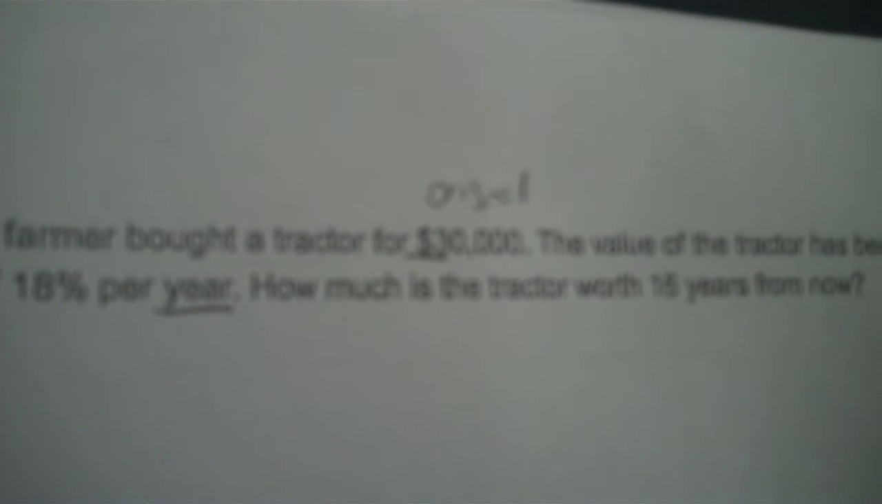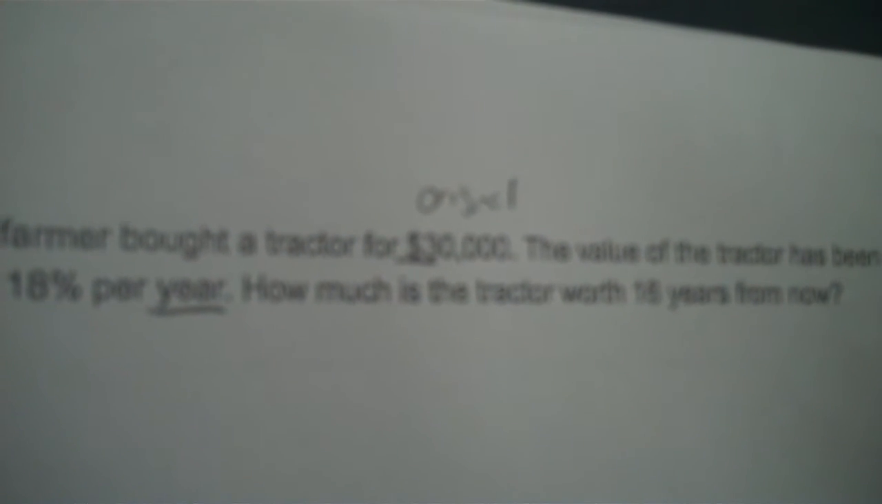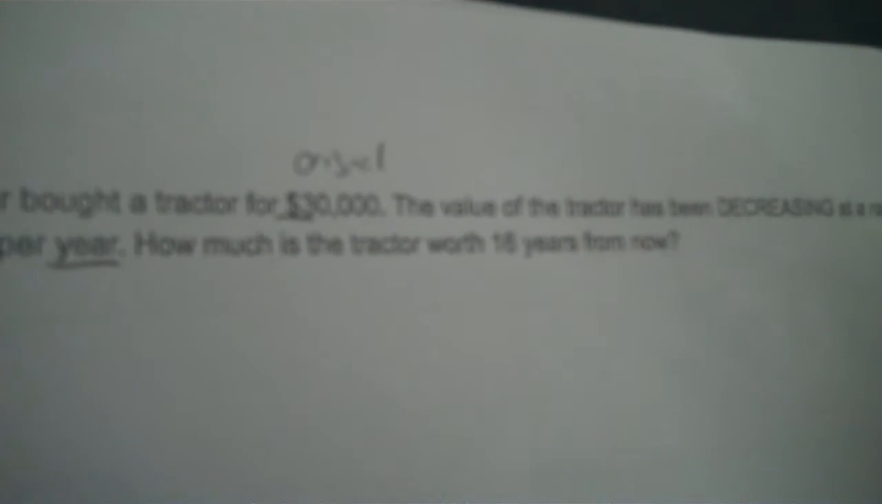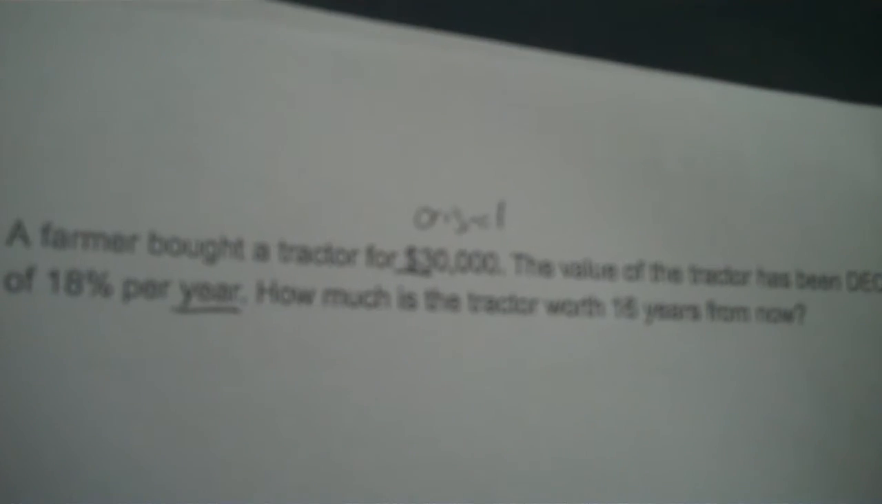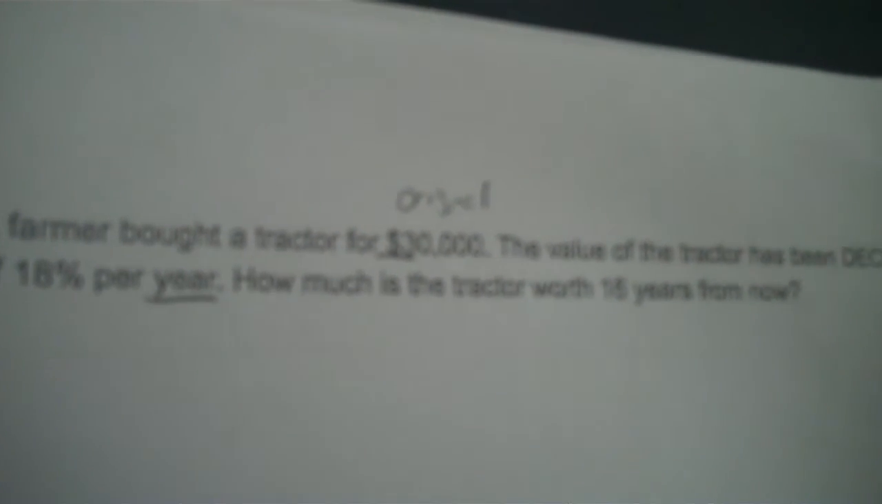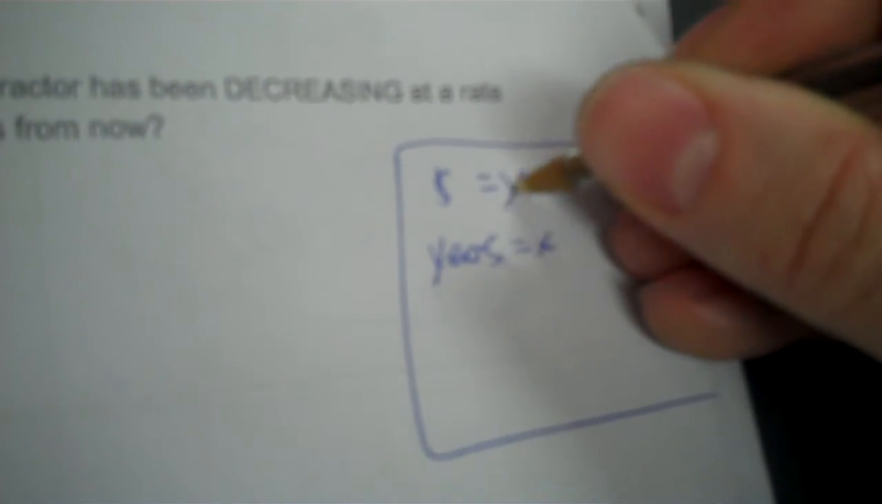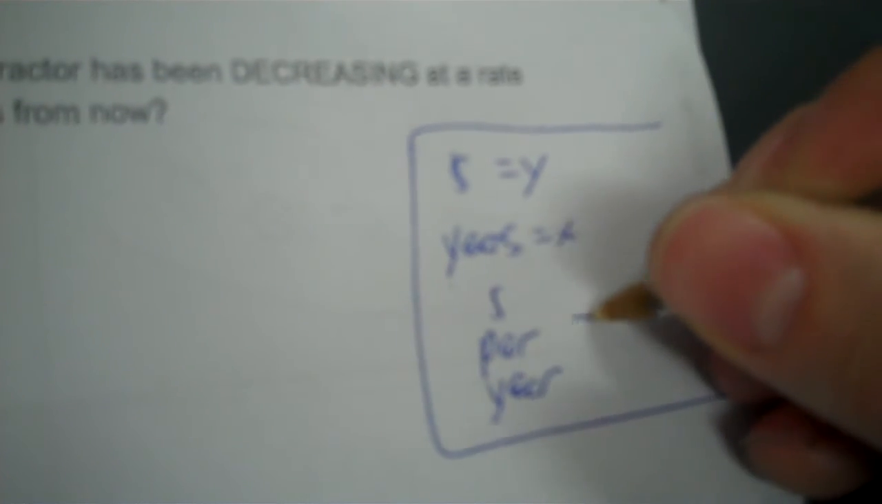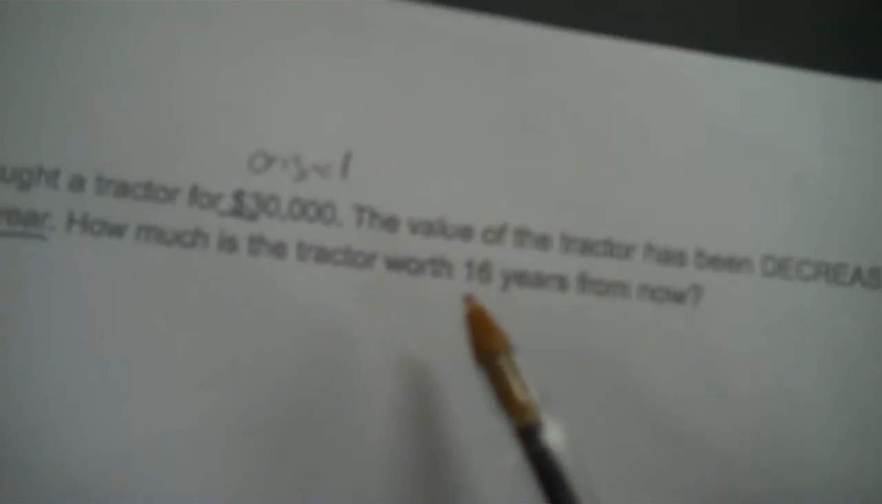A farmer bought a tractor for $30,000. A tractor is a heck of a lot more than $30,000, but we'll go with it. The value of the tractor has been decreasing at a rate of 18% per year. How much is the tractor worth 16 years from now? So you've got dollars and years. Years is X, dollars is Y. So per dollars per year, there isn't a dollars per year, it's a percent per year, and that percent is 18%.